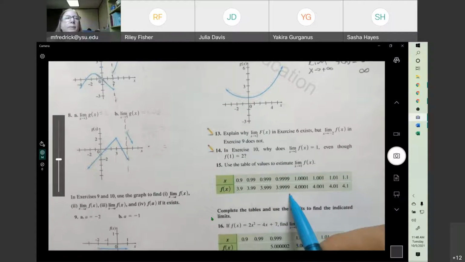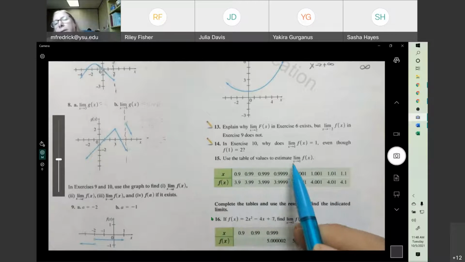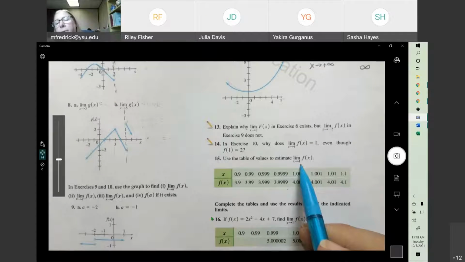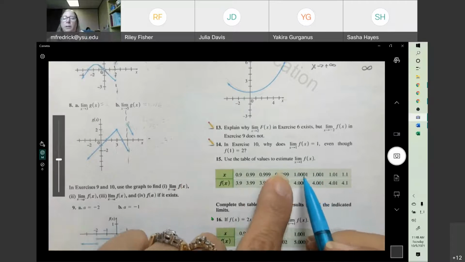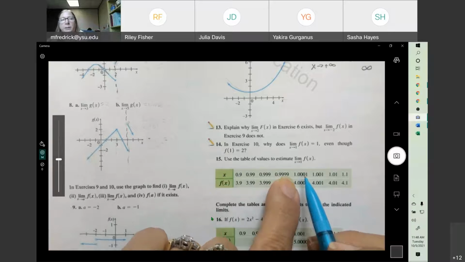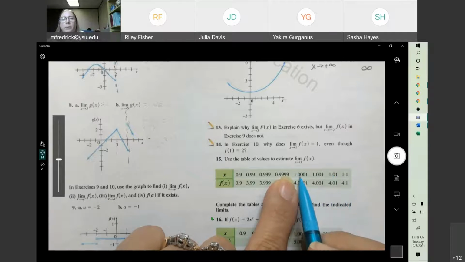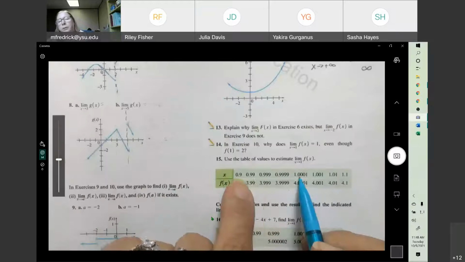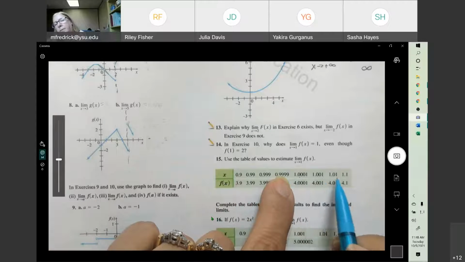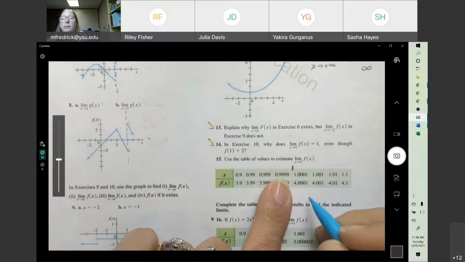Okay, number 15. Use the table of values to estimate the limit as x approaches 1. If we look as we're approaching 1, notice 0.9, 0.99, kind of like the numbers we typed in at the beginning, they're doing the same thing. They're showing you the table. And they're getting close to 1 from the left and from the right.